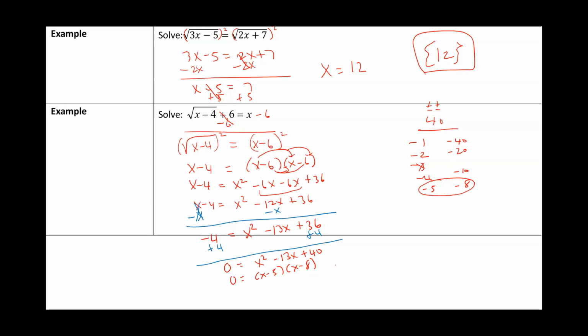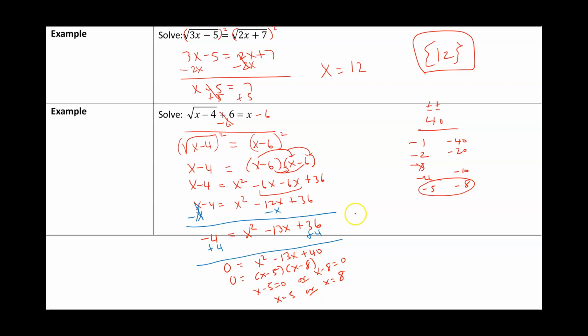The zero product property tells us that if two terms multiply to be 0, then either x minus 5 must be 0 or x minus 8 must be 0. So if we solve each of these, add 5 to both sides, we get x equal to 5. Add 8 to both sides, we get x equal to 8.